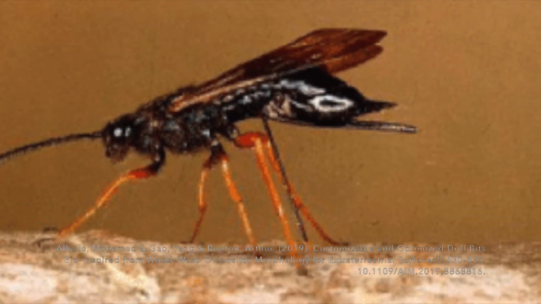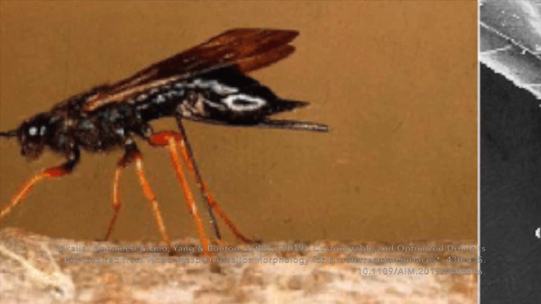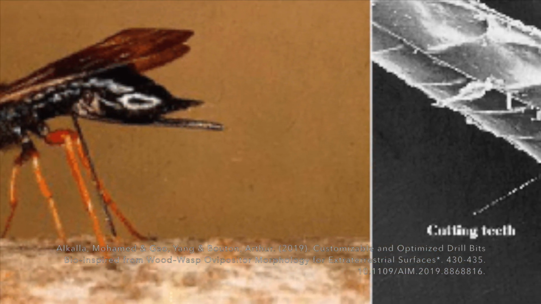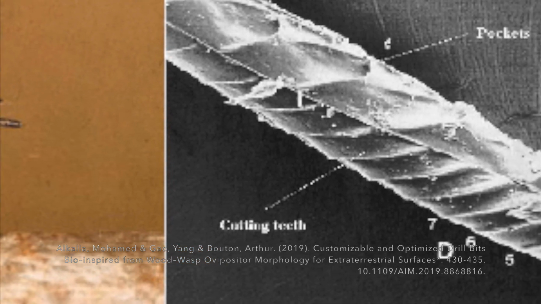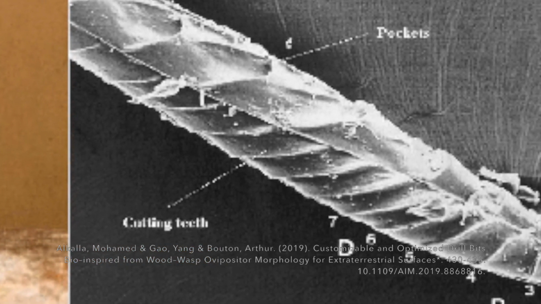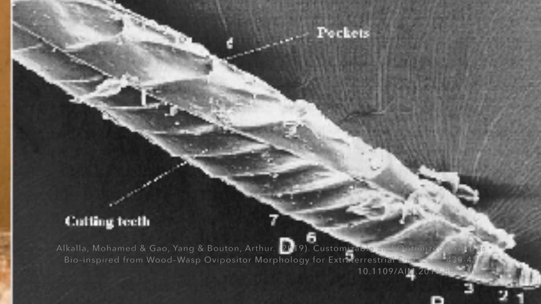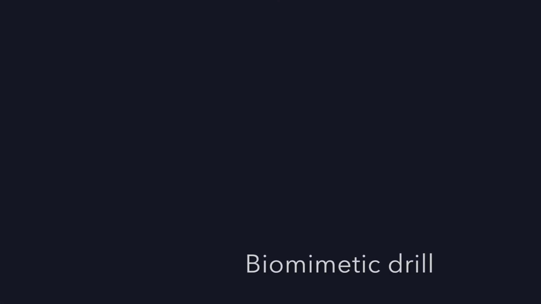Other novel drilling methods are inspired by nature. The wood wasp Sirex noctilio has an ovipositor that can drill into the bark of trees, where the wasp then lays its eggs. The proposed method for a planetary drill, inspired by the wood wasp, is called a biomimetic drill.